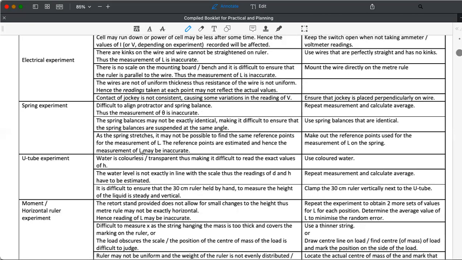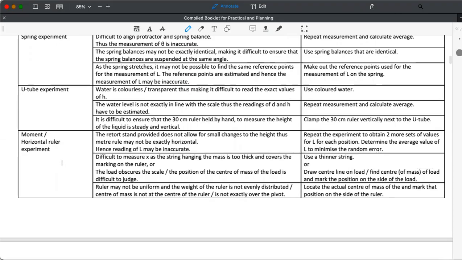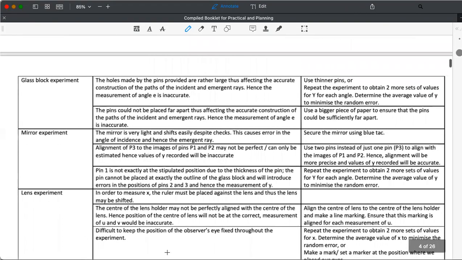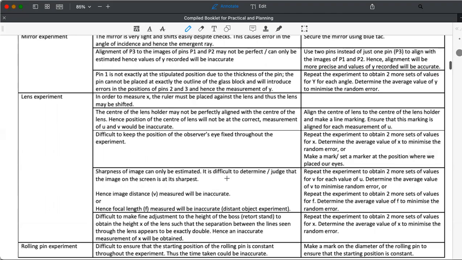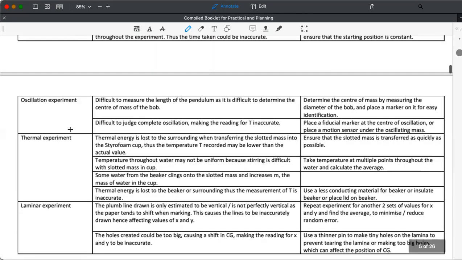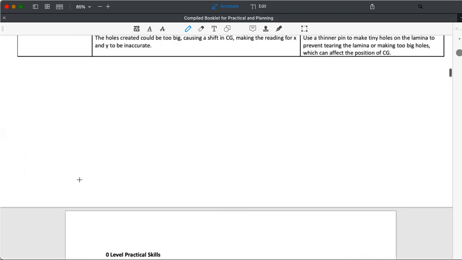Here are some of the suggestions. YouTube experiment, or where you talk about maybe pressure, moment, horizontal ruler, etc. And glass block, mirror, lenses are all on the topic of light, quite a lot. Can just refer to it. Rolling pin, oscillation experiment, thermal experiment, getting more and more popular, this type of experiment. Let me know in case it came out.